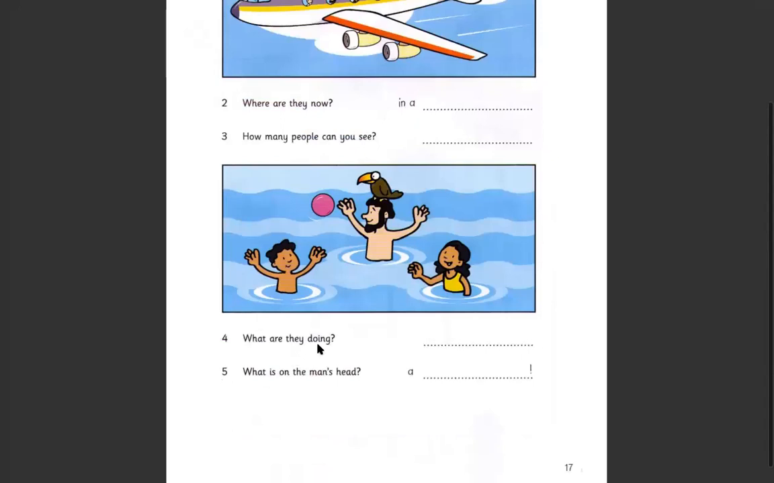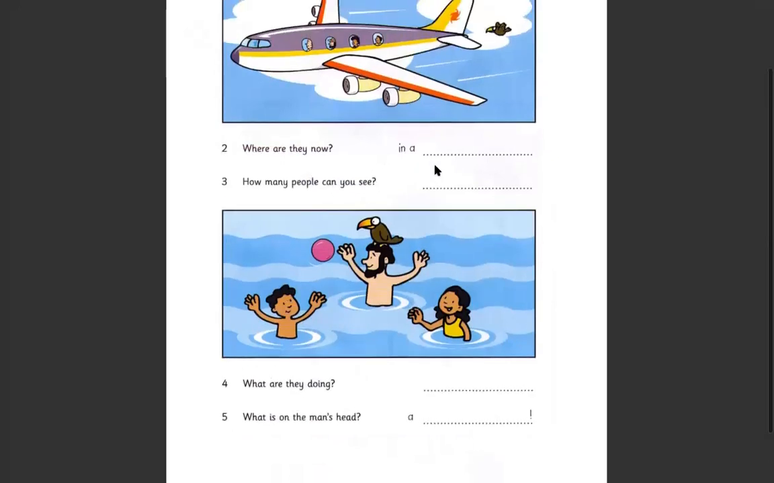What are they doing? What are they doing now? They are playing. There is a ball and they are in the water. So they are playing. How can we spell playing? P-L-A-Y-I-N-G, playing. Now write the sentence. What are they doing? Playing.